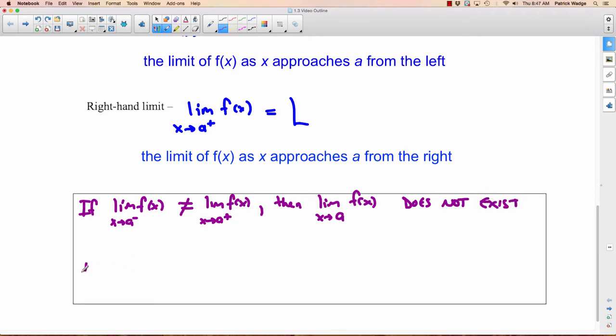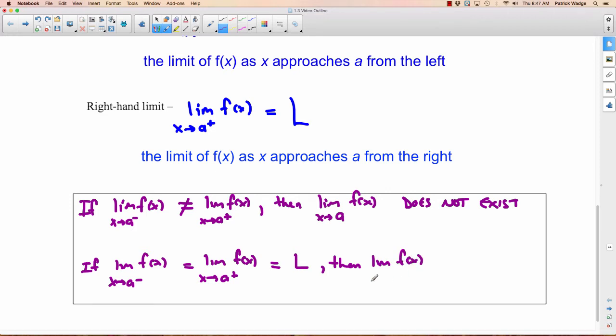We've also said that if the limit of f of x as x approaches a from the left-hand side does equal the limit of f of x as x approaches a from the right-hand side, and if in both cases what the limit equals is L, then the limit of f of x as x approaches a also equals L.